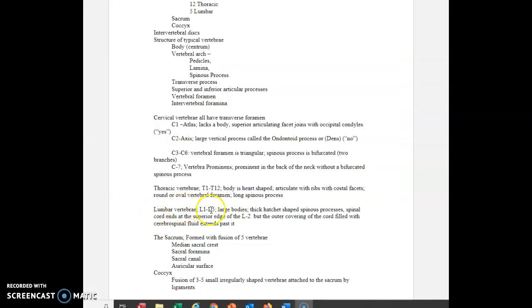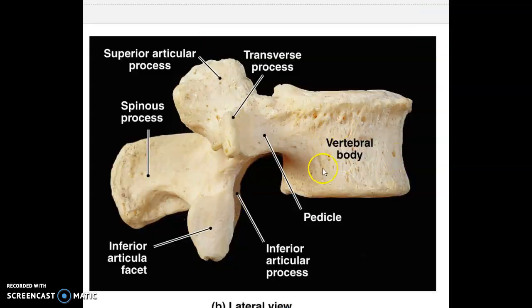Our largest vertebrae are going to be our last 5, and they have a thick hatchet-shaped spinous process, and their bodies are going to be increasingly larger. And actually, our spinal cord ends at the superior edge of our L2. So here is a lumbar vertebrae. Notice the thicker spinous process. They call it hatchet shape. Almost gives it like a moose appearance. And of course, no rib facets. And of course, these get larger like all vertebrae do as we go further down.